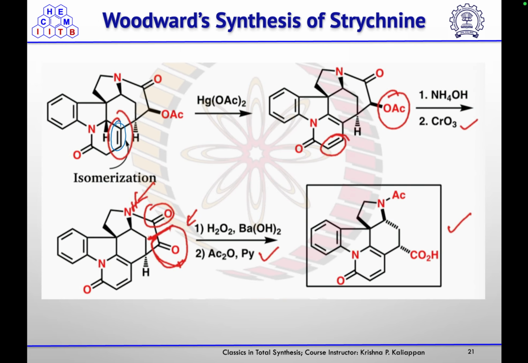Then on treatment with mercuric acetate, they formed this. So here, this mercuric acetate will take this proton, and then that diene will form. Then on treatment with ammonium hydroxide, again they hydrolyzed that acetate, and in the presence of chromium trioxide, that alcohol they oxidized to the corresponding ketone.